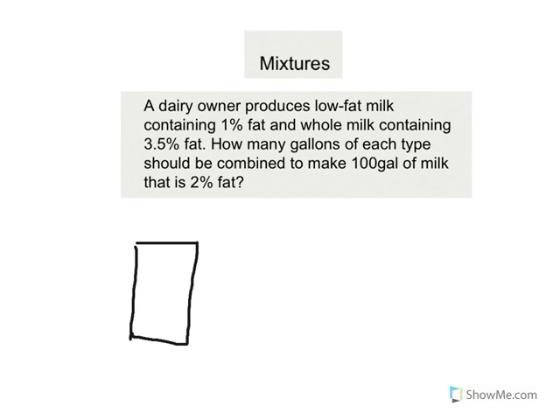When we look at a mixture, we need to look at a container, where a percentage of the container is 1% fat, and the other 99% is water or whatever else they have in milk. And we can draw that in a picture in the following way. So this is how we represent the low-fat milk. To represent the whole milk, which is 3.5%, we draw the following picture.